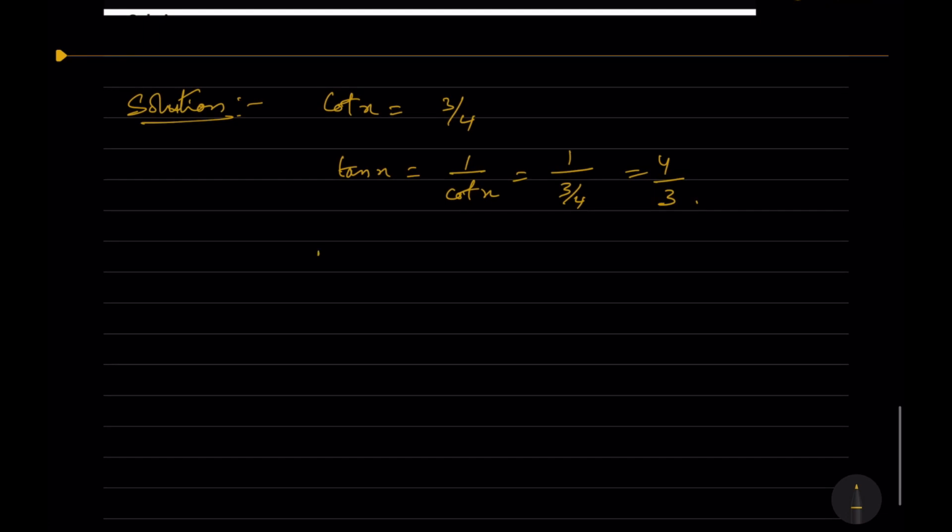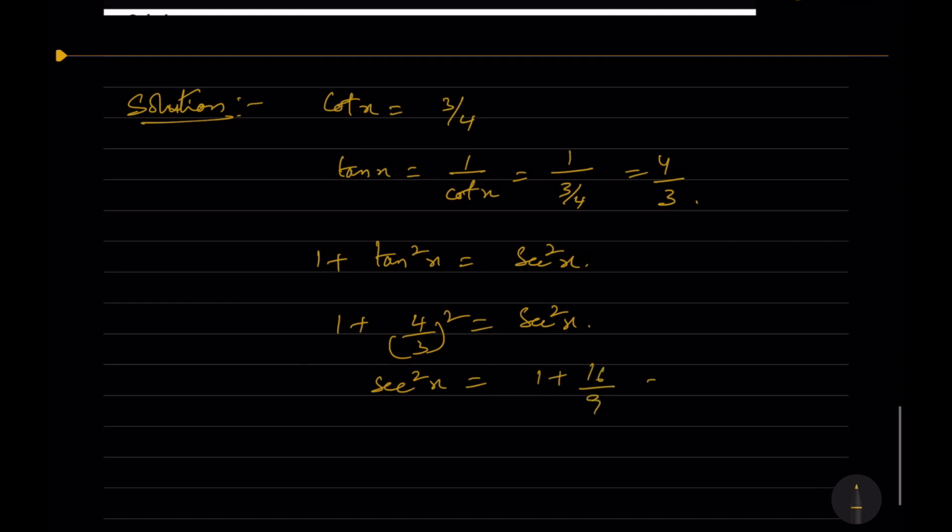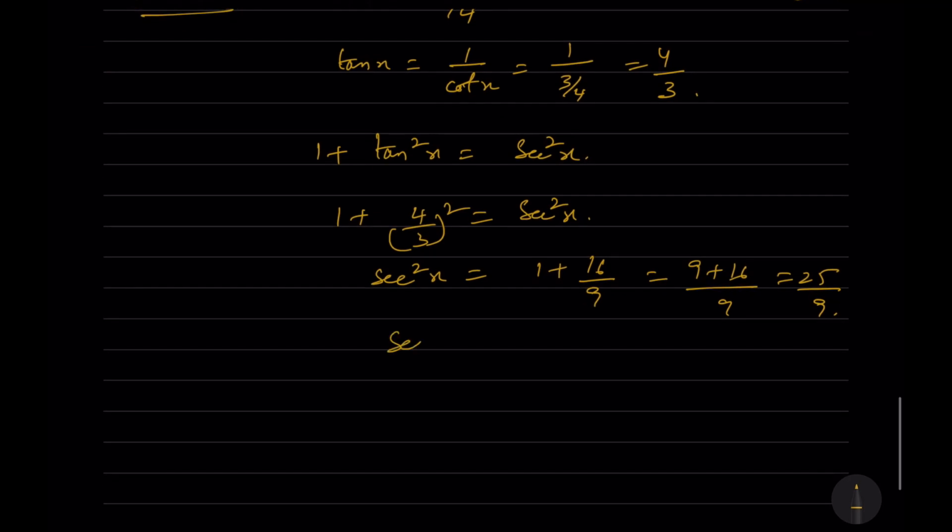Next, we also have 1 plus tan square x is equal to secant square x. So 1 plus 4 by 3 whole square is equal to secant square x, which implies that secant square x is equal to 1 plus 16 by 9, which is equal to 9 plus 16 by 9, which is 25 by 9. So secant x is equal to plus or minus root of 25 by 9. Since it lies in the third quadrant, we are having only tan and cot as positive, secant will be negative, so it will be minus 5 by 3 is the answer for secant x.